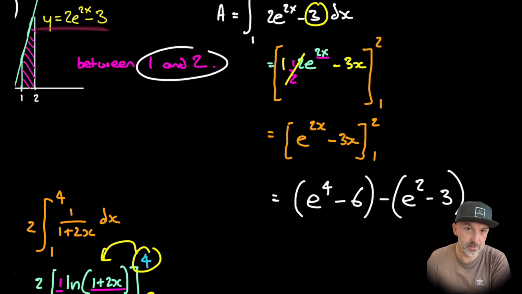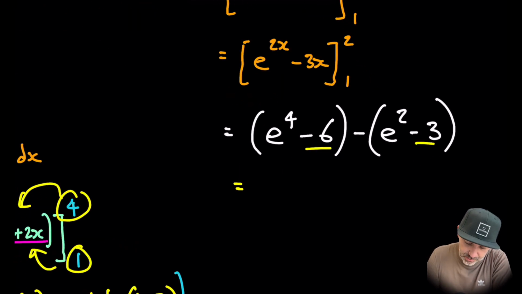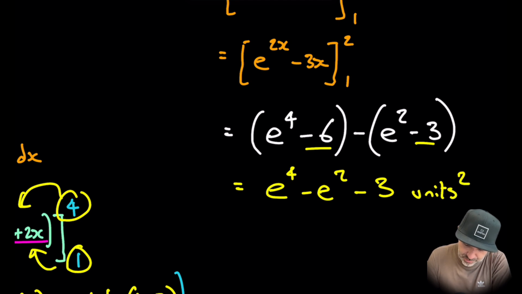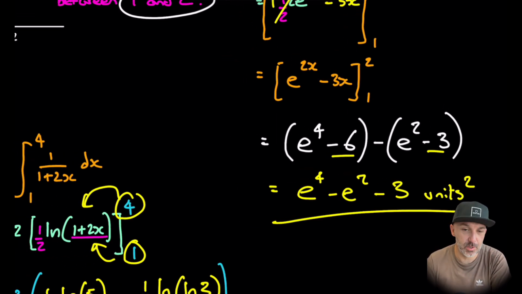Now, there's only a little bit of tidying that can be done, and that will be with these integers here. So e to the 4 subtract e squared, we can't do much about that. But minus 6 minus minus 3 is minus 6 plus 3, so that would be minus 3. And that's our final answer, units squared. And that is the area for that question.